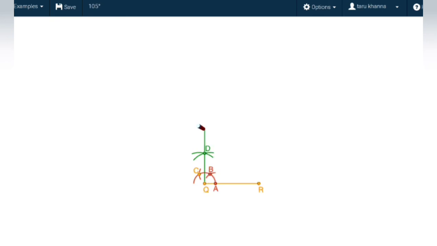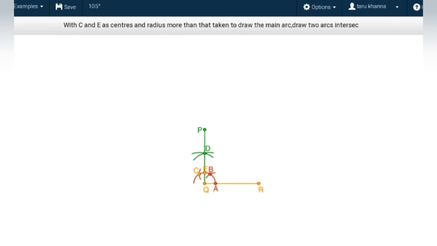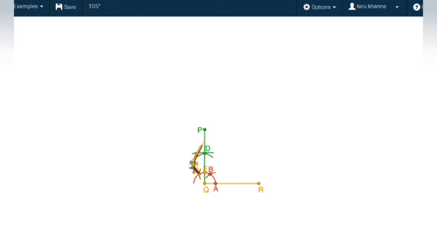Now our next step after constructing an angle of 90 degree is to make an angle of 105 degree. For the same, we will be marking a point on this line segment QP on the main arc as point E. And now with C and E as centers, and obviously since we are bisecting the angle between them, the radius should be more than that taken for the main arc. And we will again draw two arcs and mark the point of intersection of these two arcs as point S.